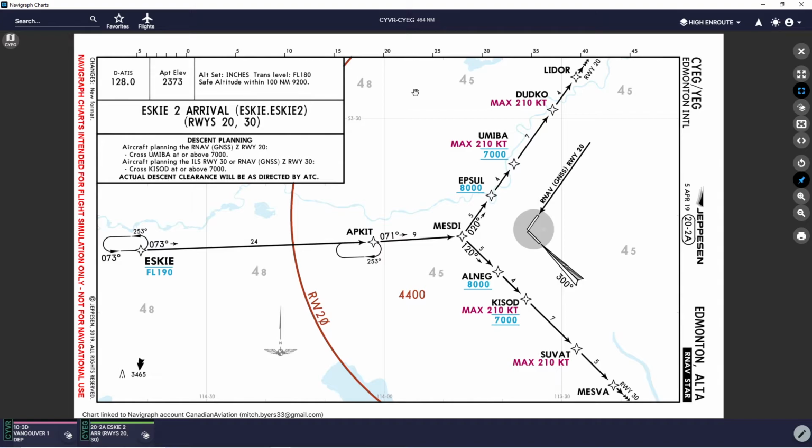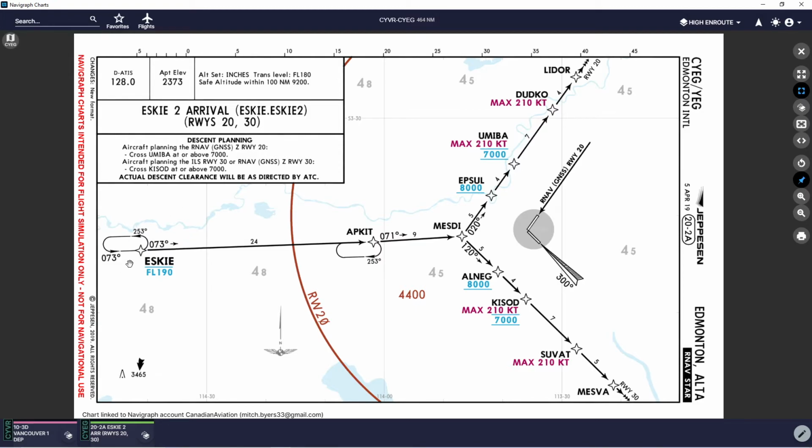Now you'll notice one thing different about the arrival STARs compared to the departures, which is there's no detailed box telling you exactly what you need to do. In this case, ATC is going to give you an instruction, and you have to comply with the altitude restrictions on the STAR in this case. So let's say hypothetically ATC says descend 5,000 feet.